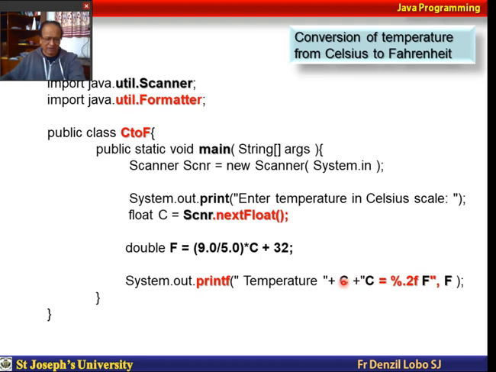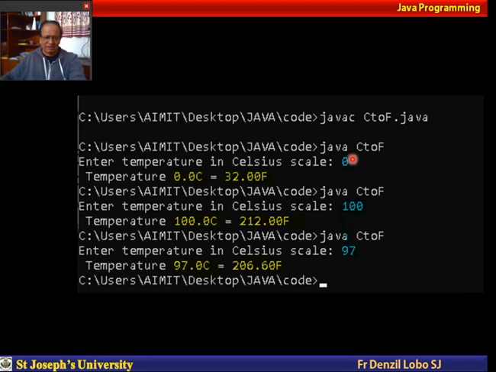So much of centigrade is converted to Fahrenheit, and F will appear. Here is the example. I entered 0, naturally 0.0 C is equal to 32.00 Fahrenheit with 2 decimals. You enter 100 and 100 degrees centigrade is equal to 212.00 Fahrenheit. And then third, you enter 97, and as you see 97.0 centigrade is 206.60 Fahrenheit. So this is the result using the formatted printf statement.